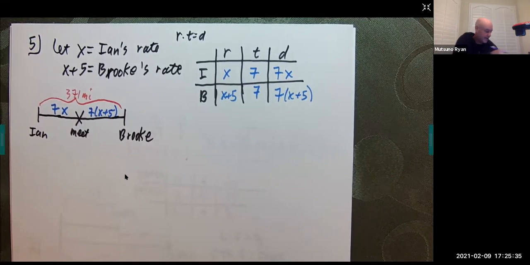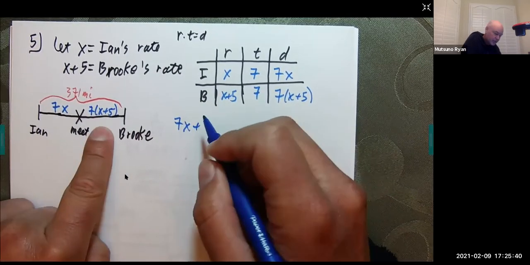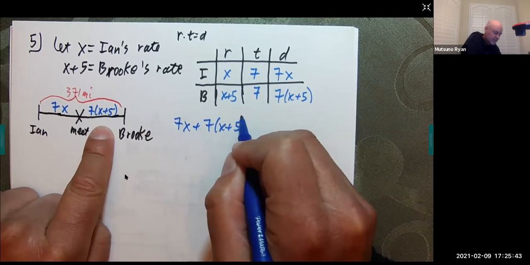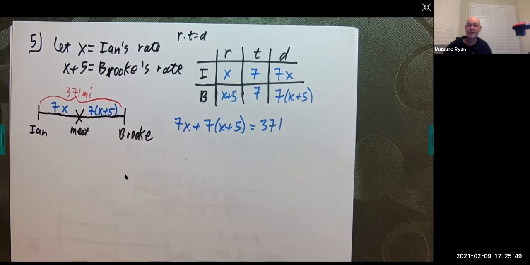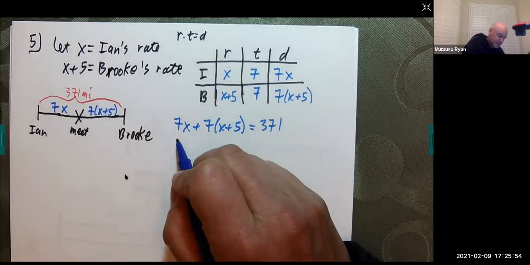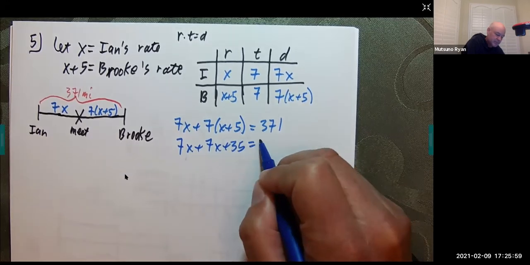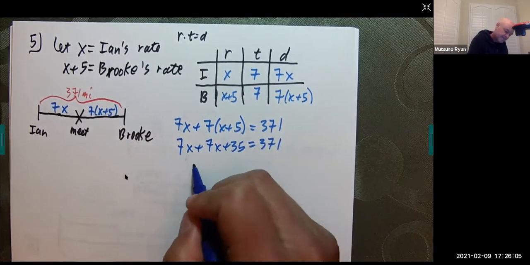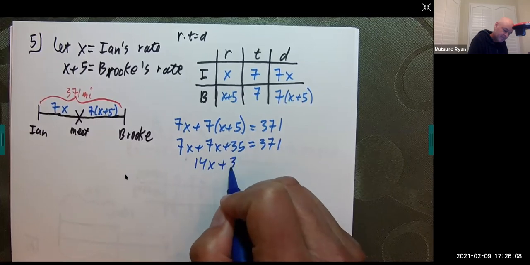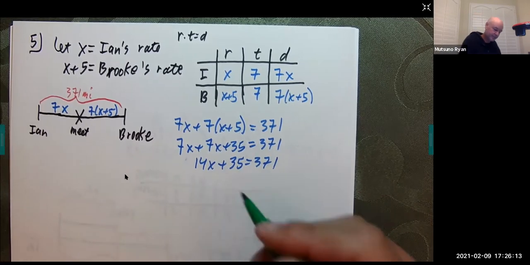So I'm hoping you can see that if I take Ian's distance, 7x, and I add that to Brooke's distance, the total is 371 miles. There's your equation. I'm going to apply the distributive property here. Combine up your like terms. Solve the equation.